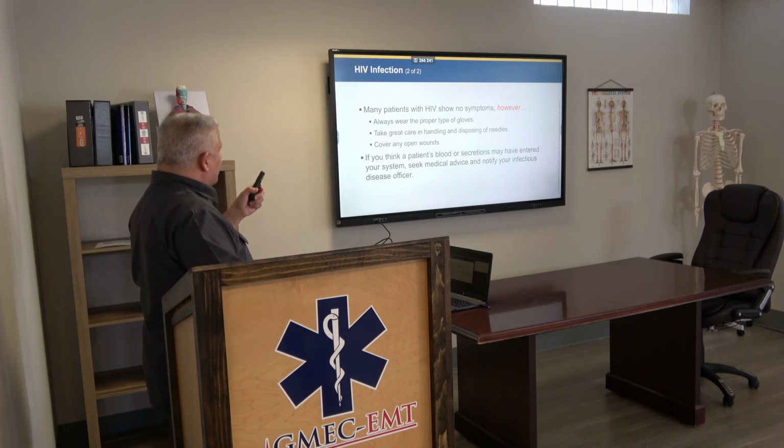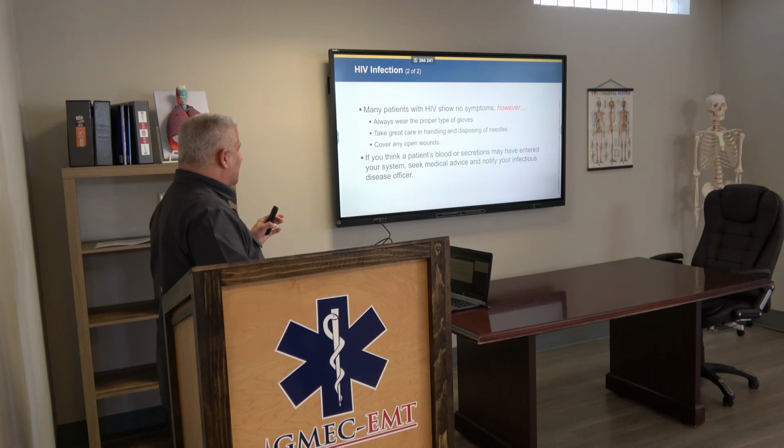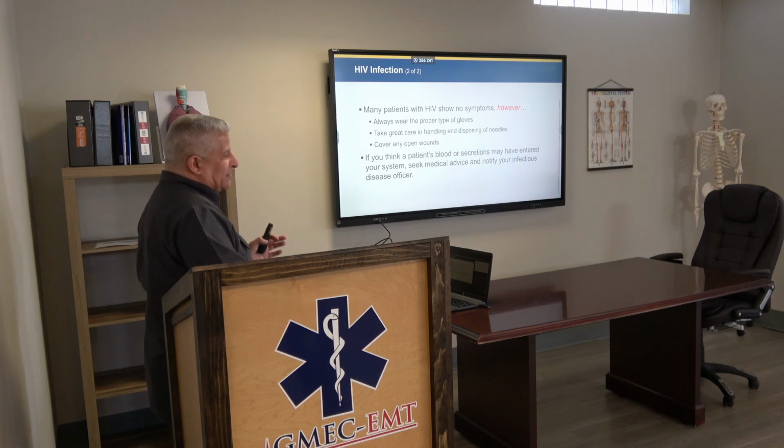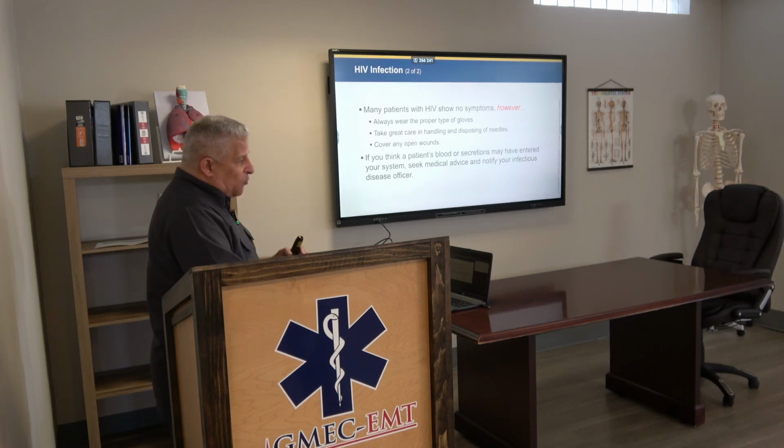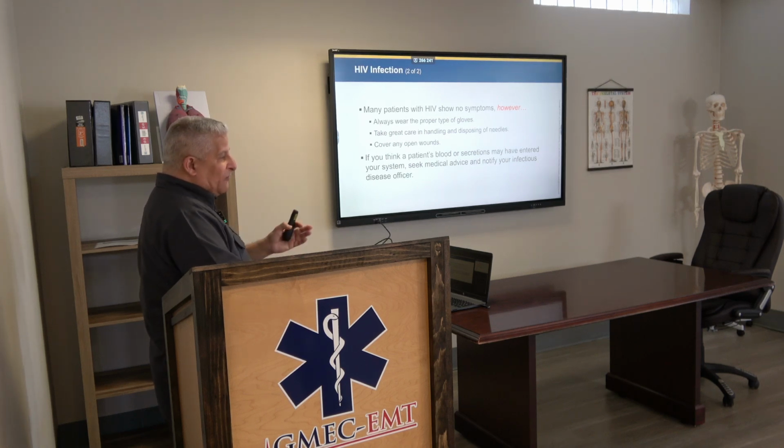So HIV infection: many patients with HIV show no symptoms. However, always wear the proper type of gloves. Take care in handling the disposal of needles and cover any open wounds. If you think a patient's blood or secretions may have entered your system, you have to do your unprotected exposure form and notify your supervisor. The form will be completed and sent to the hospital. If that patient does have a blood disease that you may have been infected by, they'll fill it out and then they'll start the treatment process for you.